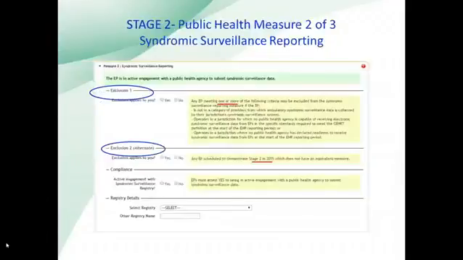Measure 2 of 3. The EP is in active engagement with a public health agency to submit syndromic surveillance data. There are 2 exclusions available. The first exclusion: if you meet one of the three criteria, you may take the exclusion and check yes. The alternative is if you were in Stage 2 in 2015 and there was no equivalent measure, you can take this exclusion.